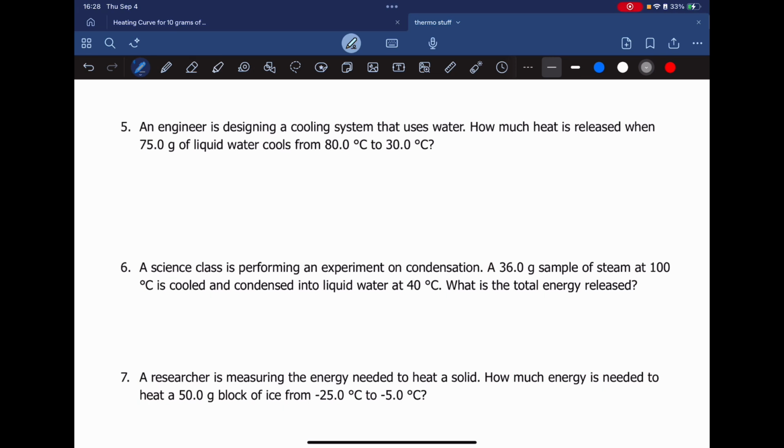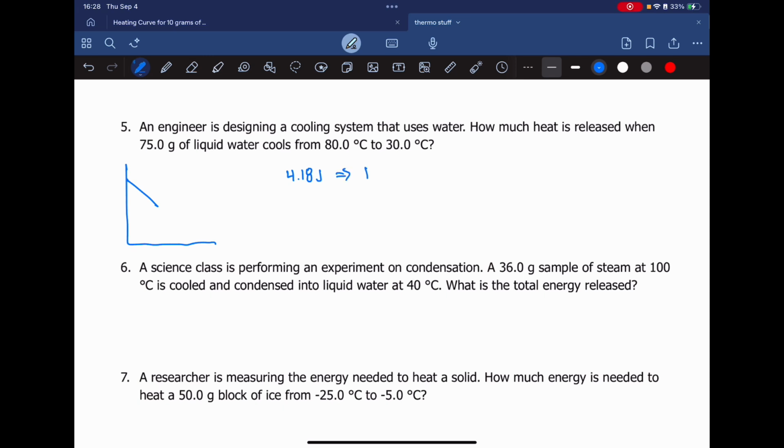Engineers designing a cooling system that uses water. How much heat is released when 75 grams of liquid water cools from 80 degrees Celsius to 30 degrees Celsius? Oh goody, it's another one-stepper. I know it's a one-stepper because I stay in liquid the entire time. No phase changes are mentioned, and we're just changing the temperature. Yep. So cooling curve this time because we are cooling it down, so my temperature will decrease like that. Just a one-stepper. If we are cooling down water, once again, we're using our 4.18 number, right? Because we only use that when we're in the liquid state and we're changing temperature.